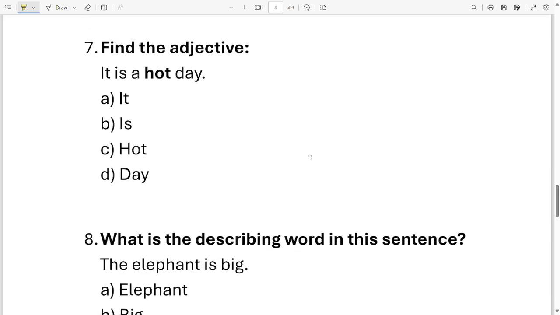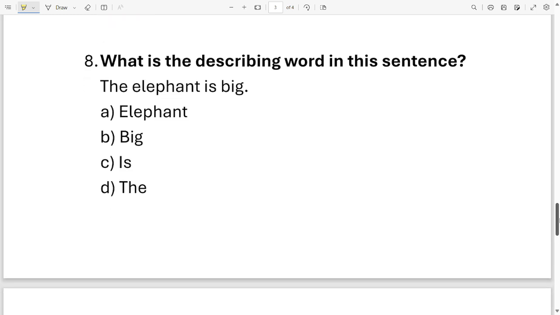Question number 7. Find the adjective. It is a hot day. Can you spot the adjective? Yes, it's already done for you. That is option C, hot. Okay, let's move on to the next question.